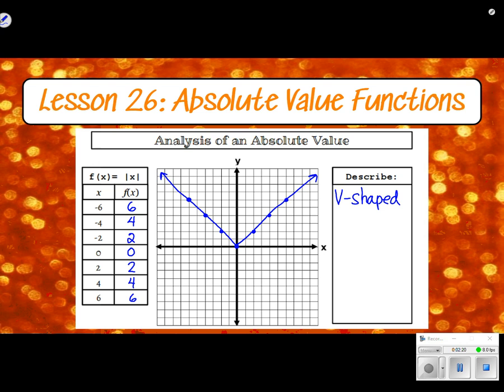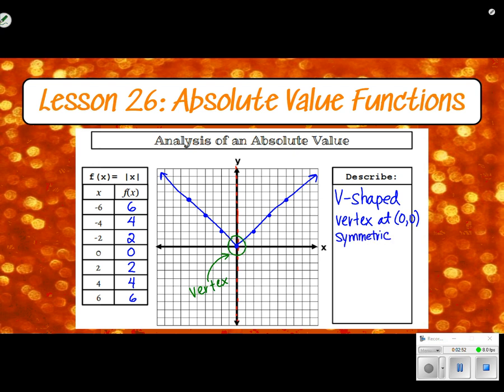So it is V-shaped. This is important: it has what we call a vertex. It has a vertex at 0, 0, or the origin. Let's see, what else do we notice? We've got some line symmetry. See that? I can cut this down the middle. So it's symmetric.